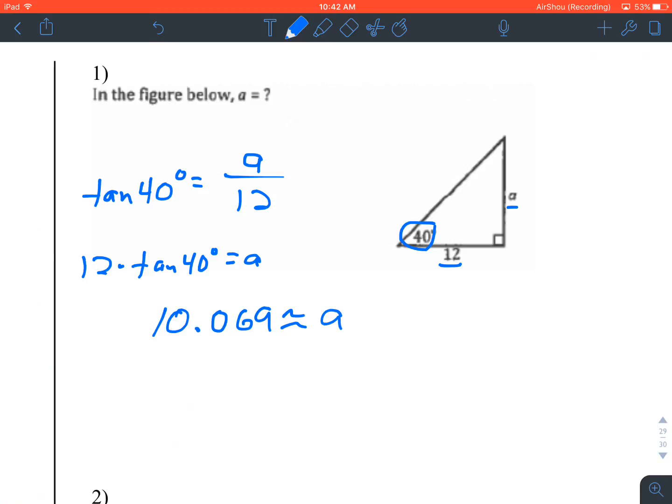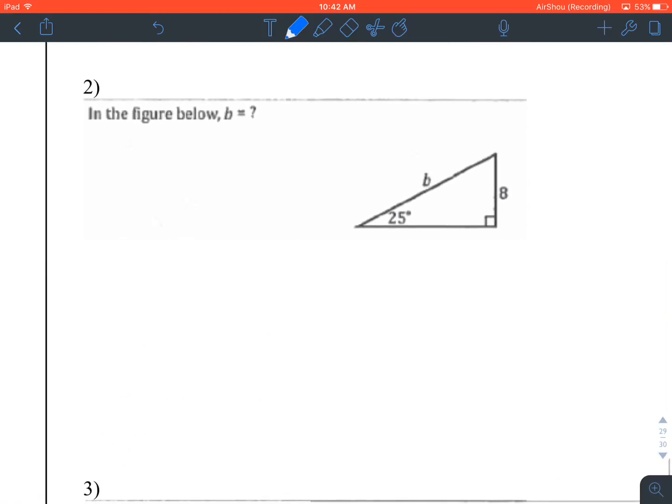Now your answer that you get, you should know if it's a ridiculous answer. This is not ridiculous. It's close to the 12. If you get an answer like 50 or something, something would be up. All right, let's check out this next one.